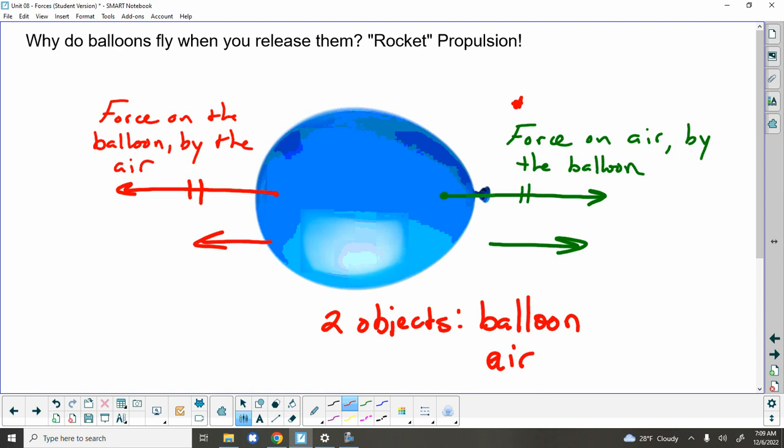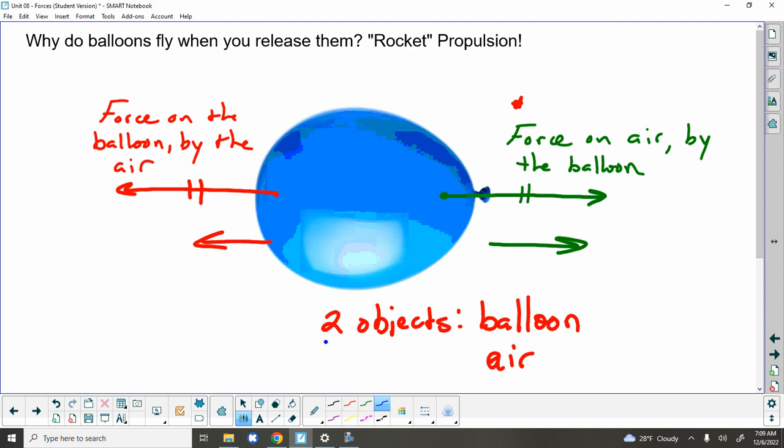And they don't use other means of propulsion, because once you get into outer space, there's nothing to push off of, there's nothing to launch off of. Those rockets burn fuel, they push gases out through the back end of, say, the space shuttle, and that propels the space shuttle forward. Exact same thing that's happening here with the balloon and the air. But again, two objects exchanging forces.